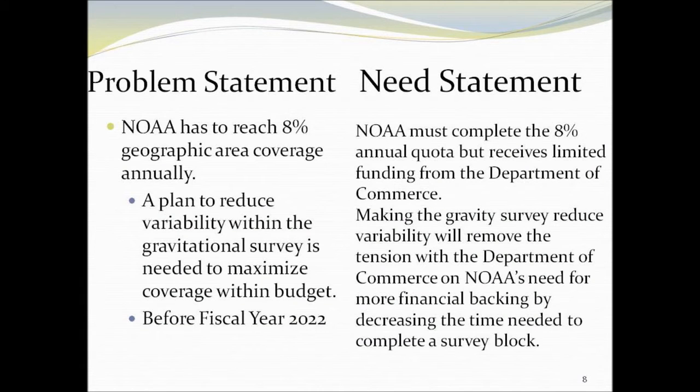The problem of this project is that NOAA is unable to reach their target completion goal with the current process and resources. They need to reach 8% area coverage while staying within budget. There is a need to improve the execution of gravity surveys so that NOAA may reach their goal.